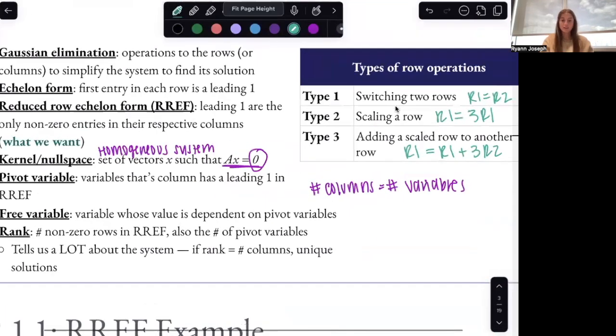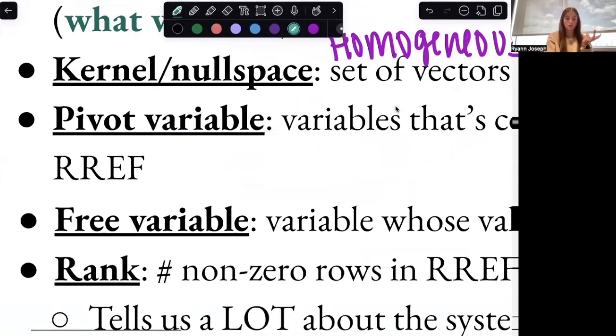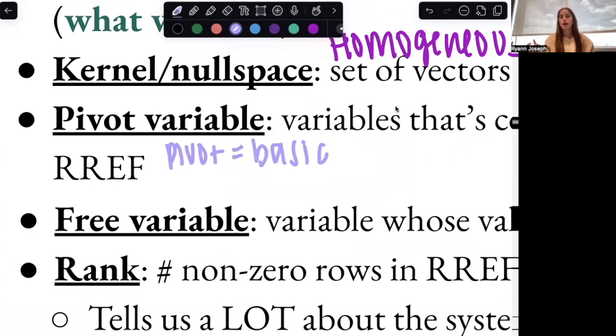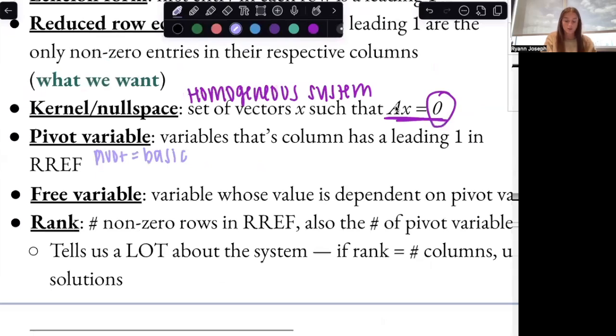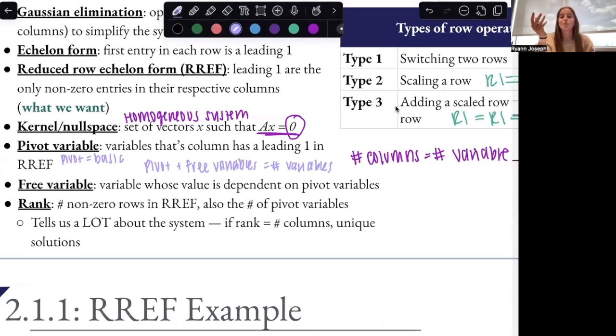So when we have these variables, they can either be pivot variables or free variables. Pivot means a basic variable. You might see it referred to either way in this class or in literature. So pivot equals a basic variable, and a free variable is the opposite. So our pivot variables plus free variables is equal to our number of variables, which seems a little bit over-explanatory. But the idea is that a variable is only a pivot or a free variable, and they can't be both.